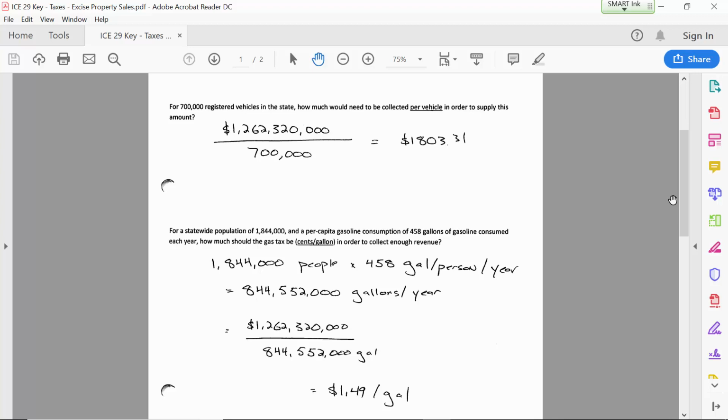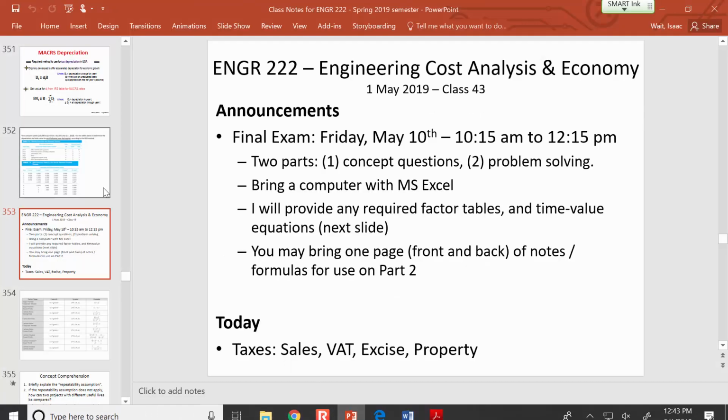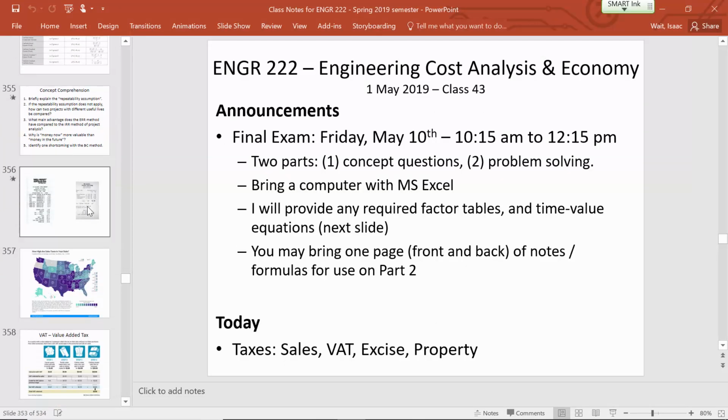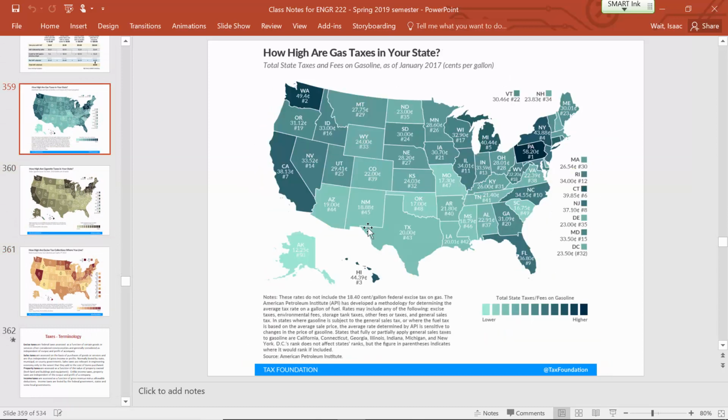All right, so one way of looking at it is let's just collect it per car. It'd be a lot. Well, what about per gallon? If we wanted the entire state transportation budget to be funded by fuel taxes, then it would have to be about $1.50 per gallon. And how much are we actually collecting? What is the state fuel surcharge? It's not that much. Let's see, cigarette, excise, gas, there we go, 32 cents.